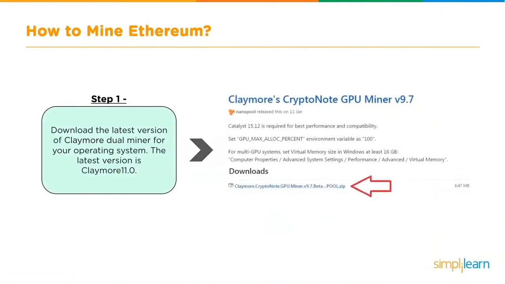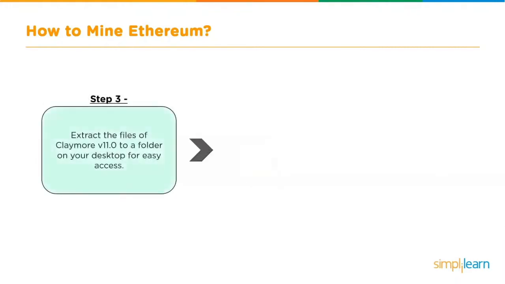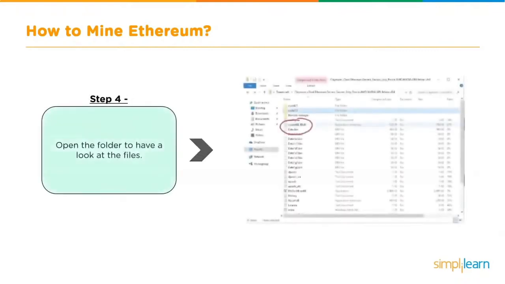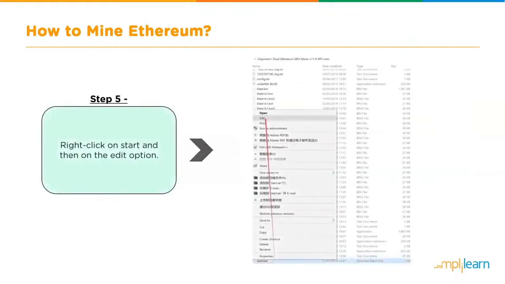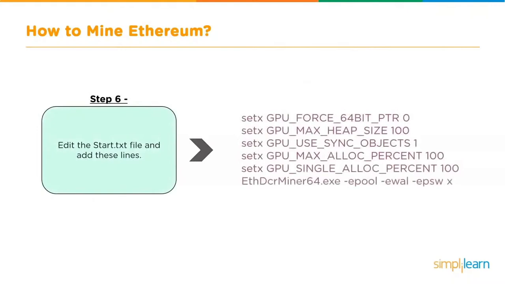Step 1. Download the latest version of Claymore Dual Miner for your operating system. The latest version is Claymore 11.0. Step 2. Click on the latest version for Windows and download the zip file. Step 3. Extract the files of Claymore 11.0 to a folder on the desktop for easy access. Open the folder to have a look at the files. Step 5. Right-click on Start and then on the Edit option. Step 6. Edit the start.txt file and add these lines.